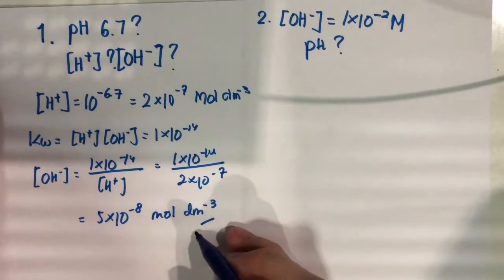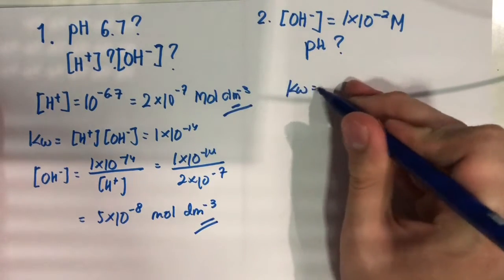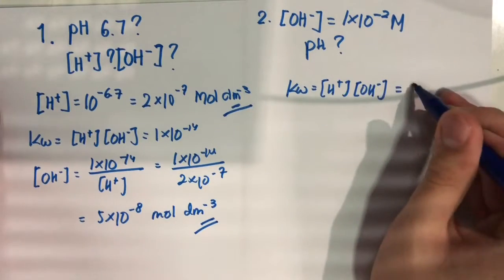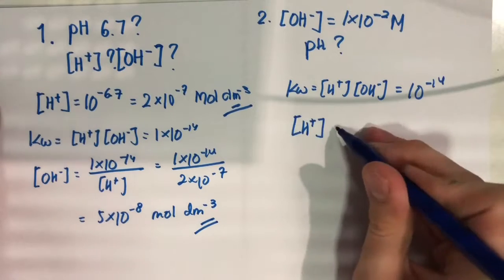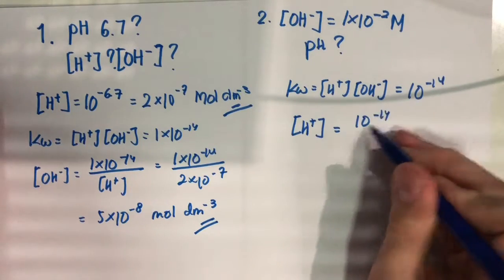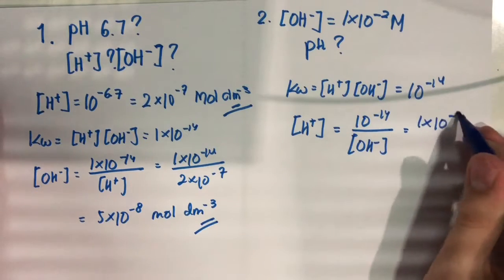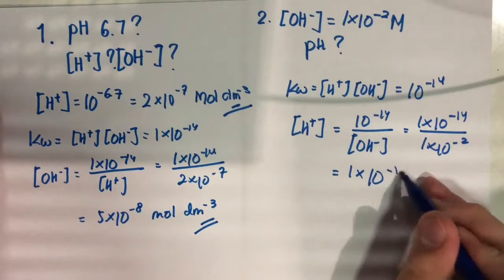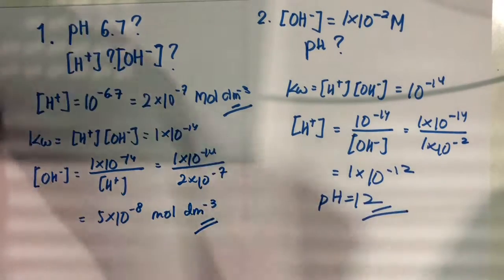then we can find the hydroxide concentration. In the second problem, to find the pH from the given hydroxide concentration, first we will need to find the hydrogen concentration by dividing the auto-ionization water constant by the hydroxide concentration itself. And then we get the result 1 times 10 to the power of minus 12, and that yields the pH of 12.